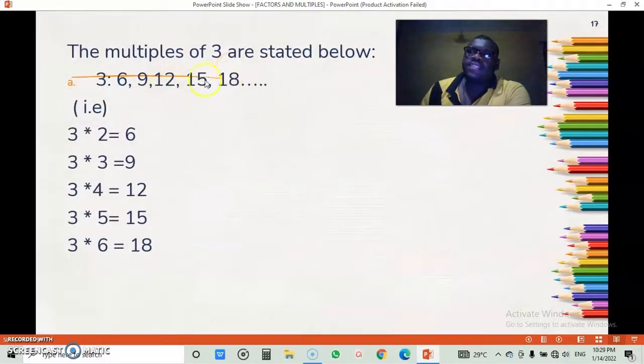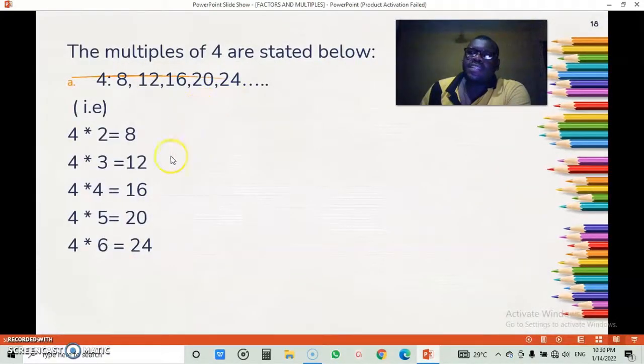Multiples of 3 are stated below. That's 6, 9, 12, 15, 18. So 3 times 2 gives us 6, 3 times 3 gives us 9, 3 times 4 gives us 12, 3 times 5 gives us 15, 3 times 6 gives us 18. So these are the multiples of 3. The dots represent continuity, so 3 times 7 gives us 21, which is also part of it.